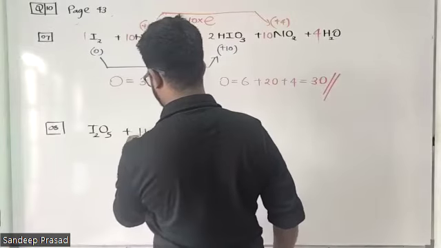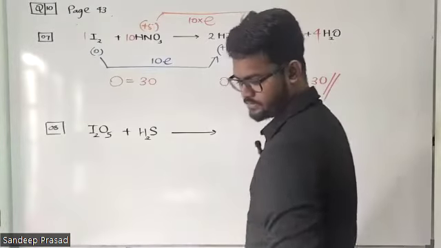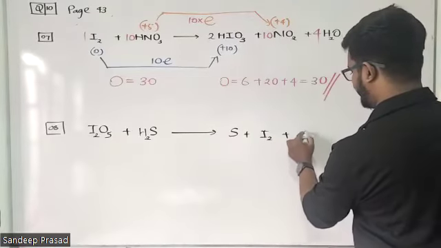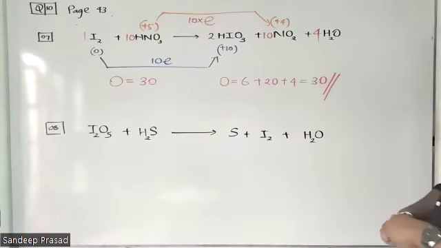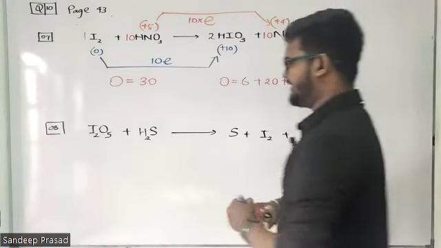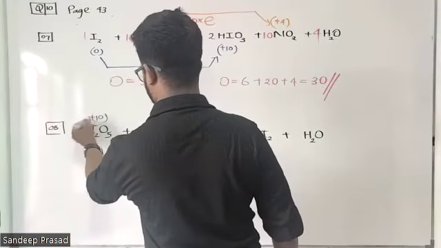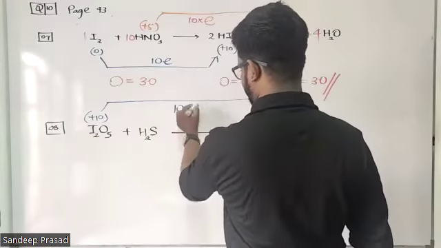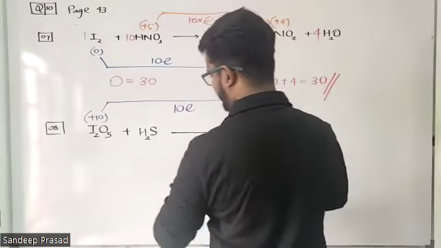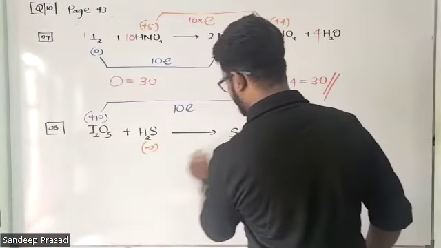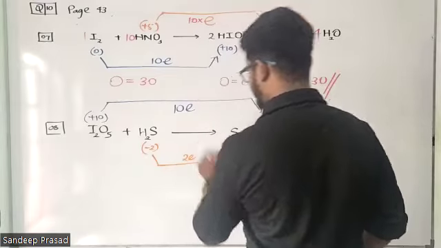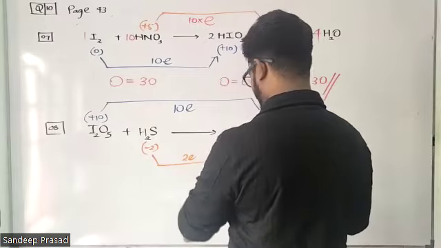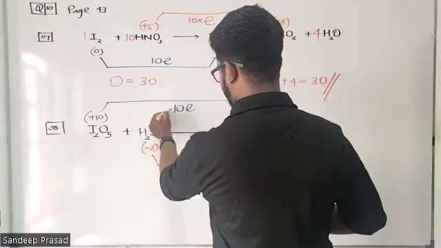I2O5 is reacting with hydrogen sulfide to produce sulfur, iodine, and H2O. Here iodine's oxidation number is plus 10 and here 0. Plus 10 to 0, reduction by gaining 2 electrons. And here sulfur minus 2. Minus 2 to 0, increment by 2 electrons. This is multiplied by 5. This is multiplied by 1.